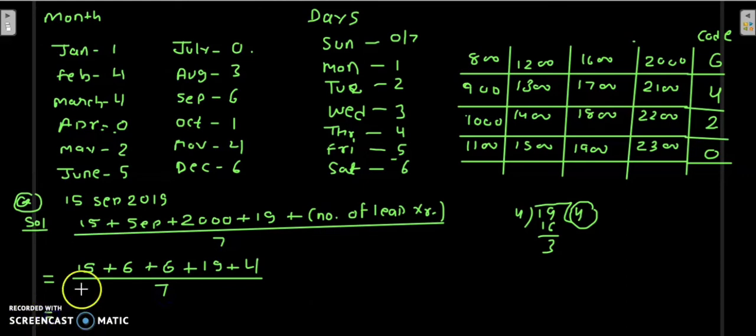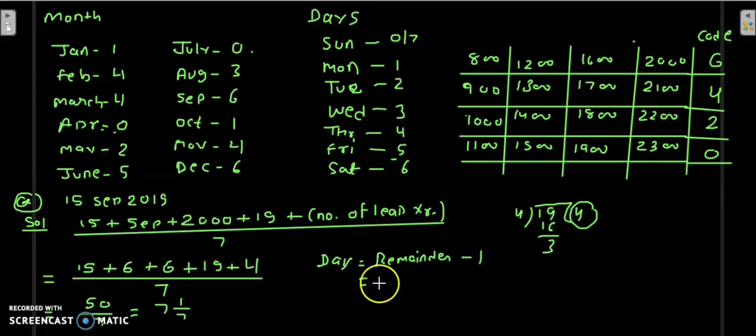So when you add 15, 6 plus 6, you will get 50 by 7. Now write in mixed fraction. In terms of mixed fraction, 7 sevens are 49, remainder 1 by 7. So how to find the day? Day will be your remainder minus 1. Remainder is 1, minus 1 is coming 0.